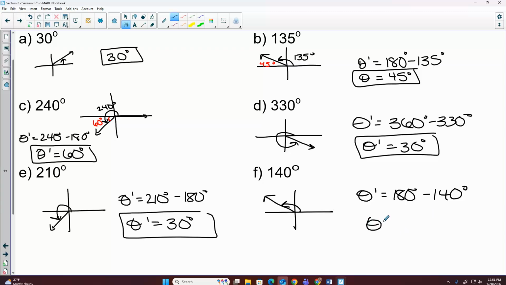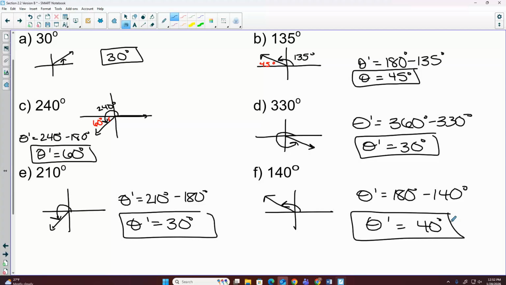So when I do this, I'm always getting a positive number, so I always have to have my bigger number first when I subtract. Am I ever subtracting from 90 and 270? No, because that would give me distance to the y-axis. I want distance to the x-axis, so I'm either subtracting with 180 or 360 every time.